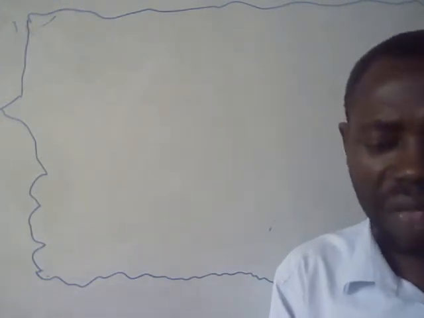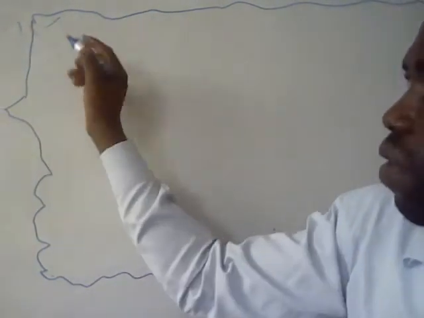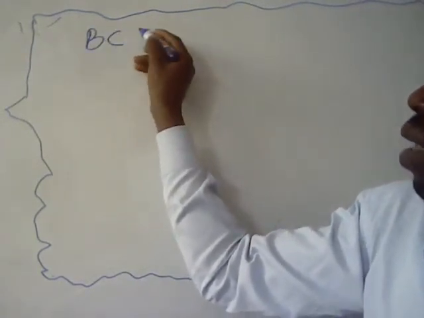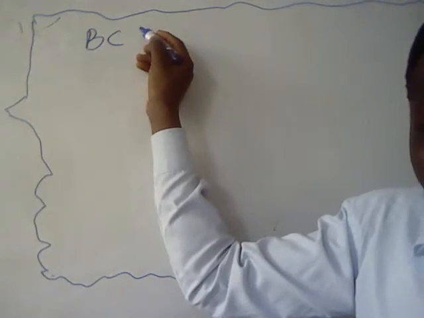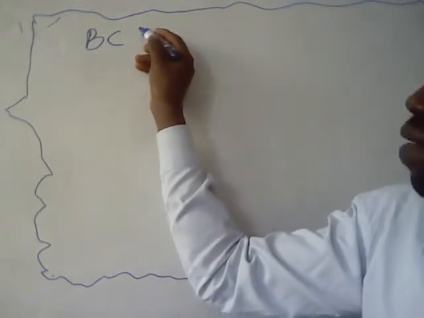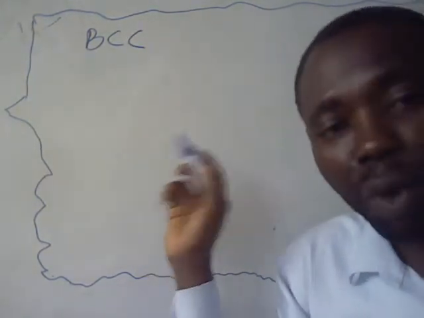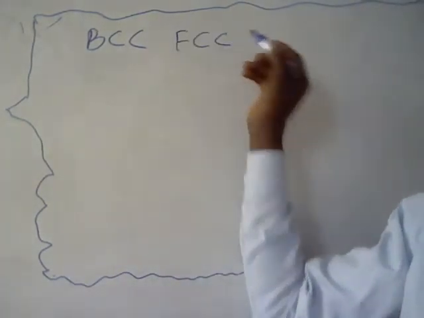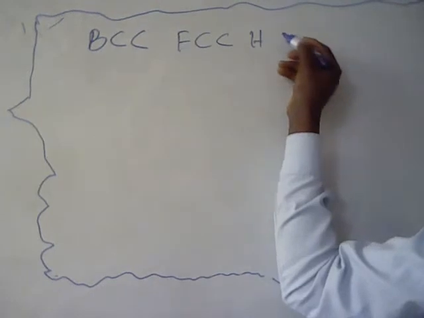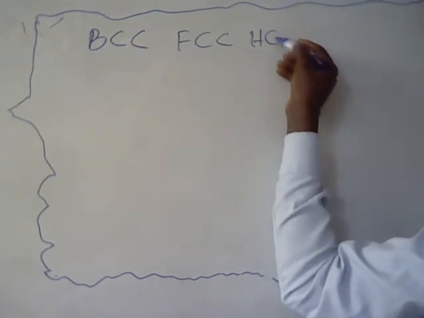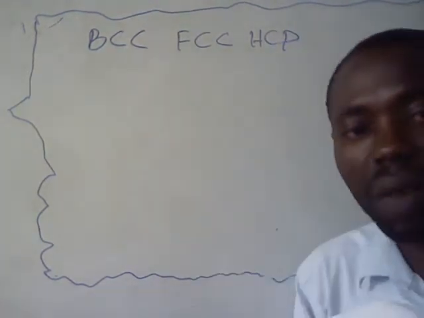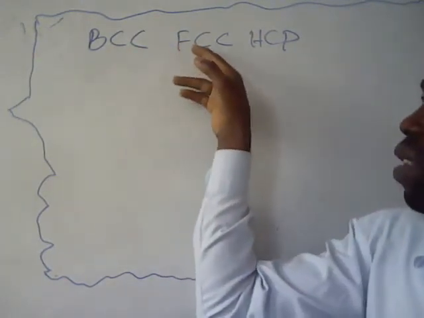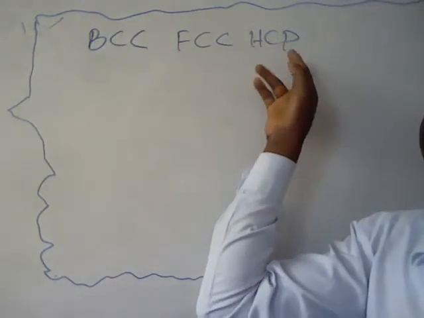So you have types of crystals. We have body-centered cubic, face-centered cubic, and hexagonal close packing. These are 3 types of crystals: body-centered cubic, face-centered cubic, and hexagonal close packing.